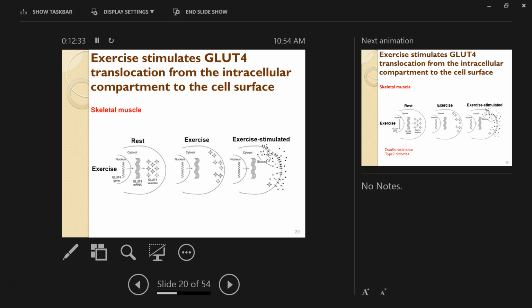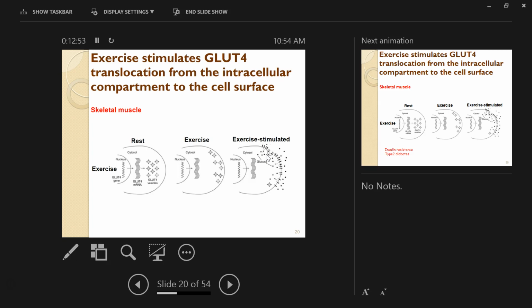Yeah, question. So does exercise just stimulate the movement of GLUT4 in your skeletal muscle, or both your skeletal muscle and your adipose tissue? Yeah, good question. Only skeletal muscle, and it doesn't do anything with the GLUT4 movement in adipose tissue, right?